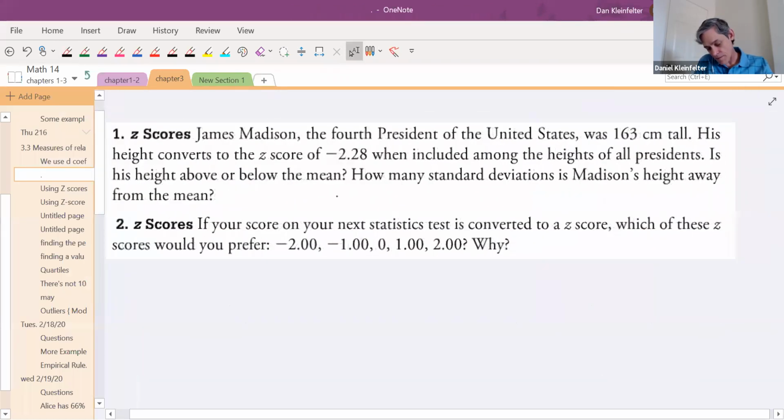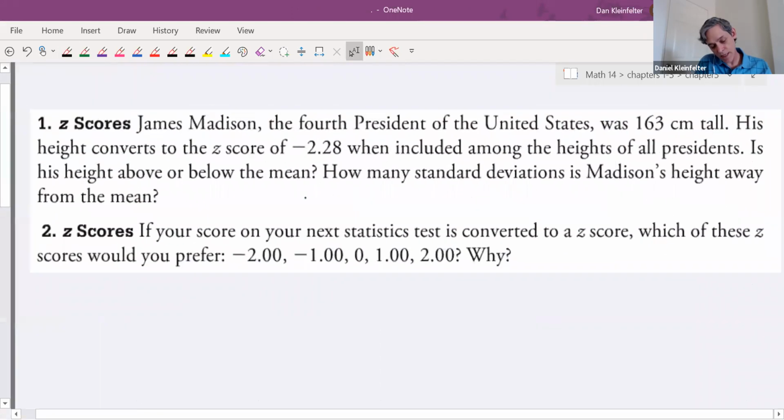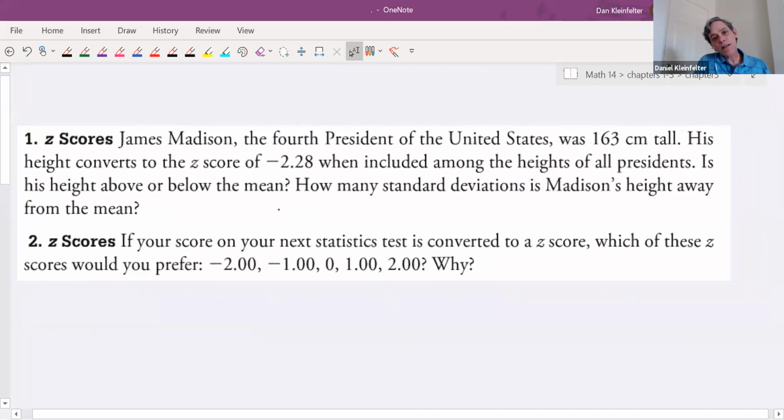Okay, a couple more examples. So let's take number 1 first. So here it says, James Madison, the 4th president of the United States, was 163 centimeters tall. His height converts to a Z-score of negative 2.28 when included among the heights of all presidents. Is his height above or below the mean? Okay, well, we know his Z-score is negative. They haven't told us the mean. They haven't told us the standard deviation, but his Z-score is negative, so it has to be below.